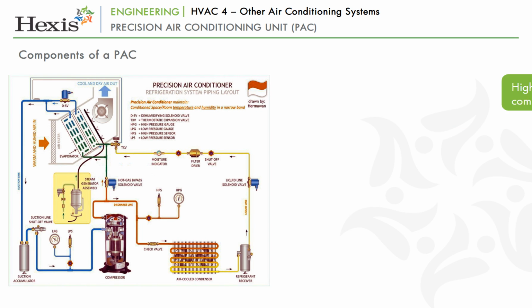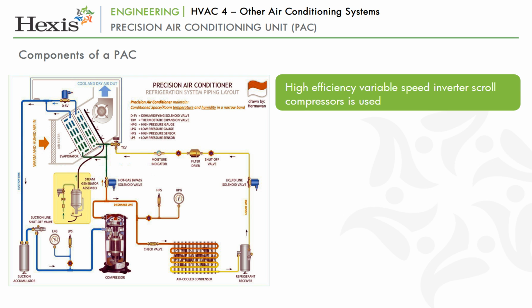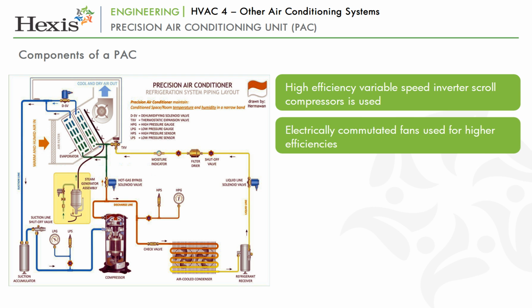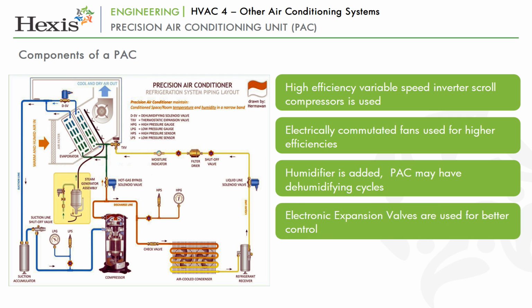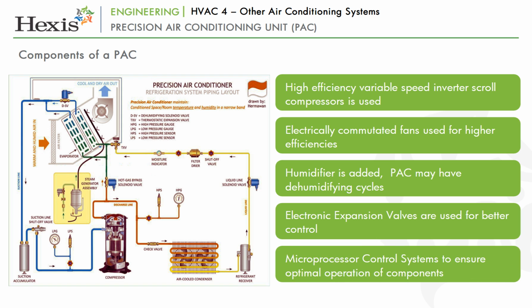What are the components of PAC? Let's see. High-efficiency variable speed inverter scroll compressors may be used. Electrically commutated fans are used for higher efficiencies. Humidifier is added. PAC may have dehumidifying cycles. The plate area of heat exchanger is reduced to provide more latent cooling. Electronic expansion valves are used for better control. Microprocessor control systems to ensure optimal operation of components under all conditions.